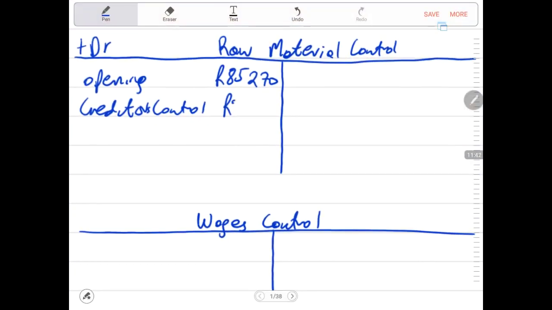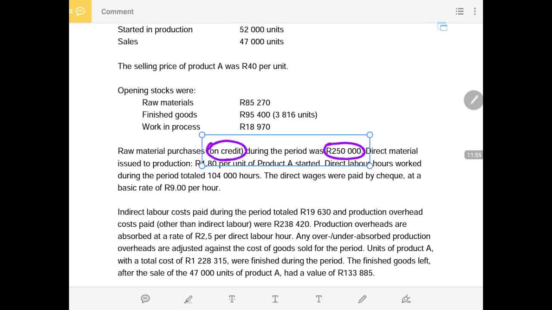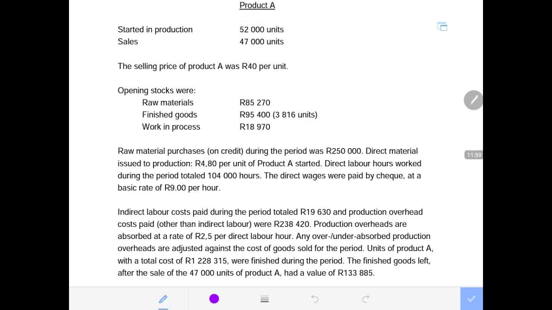That is a combination of both direct and indirect material. 250,000 rand is the material that was bought during the current year. Then we read further to see what they say regarding material in the same paragraph. It says direct material issued to the production department. Remember, the production department is work in progress.